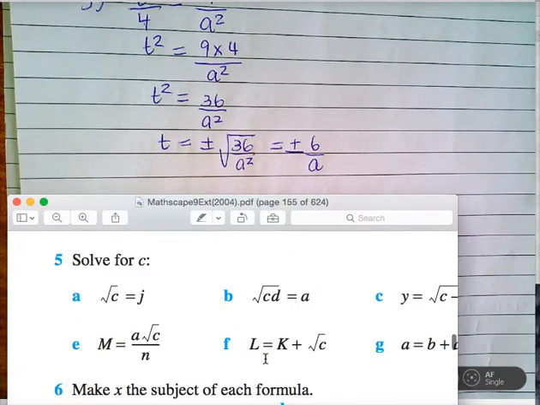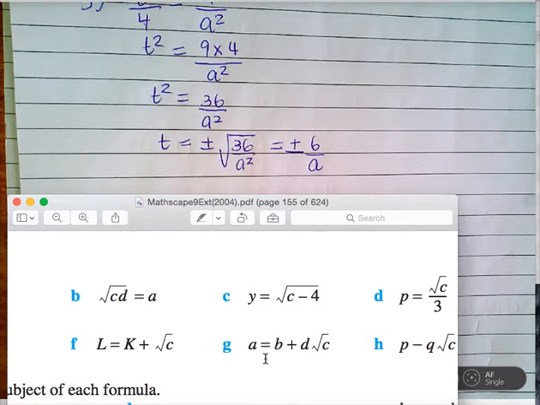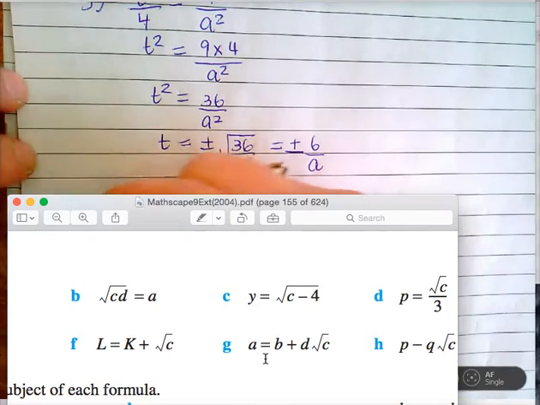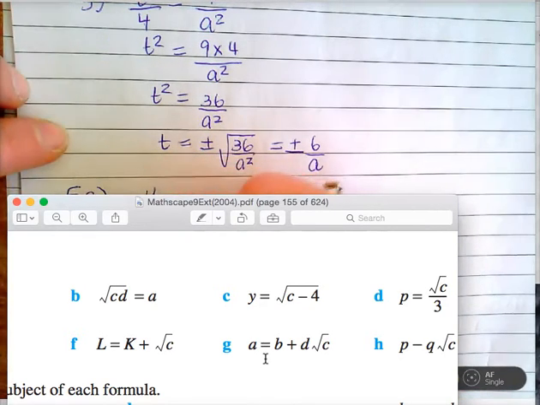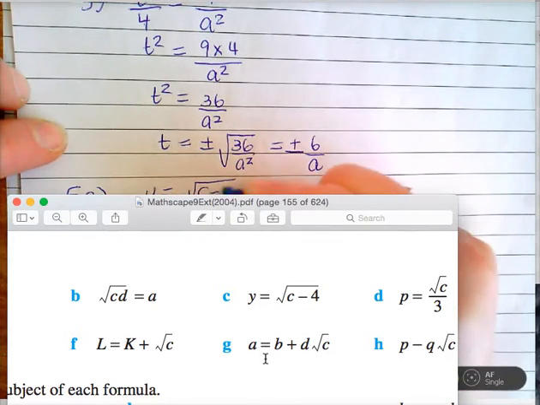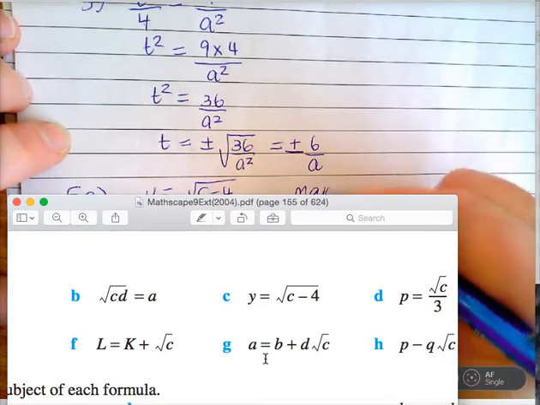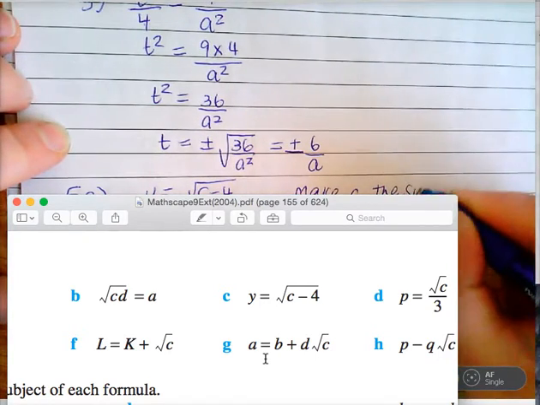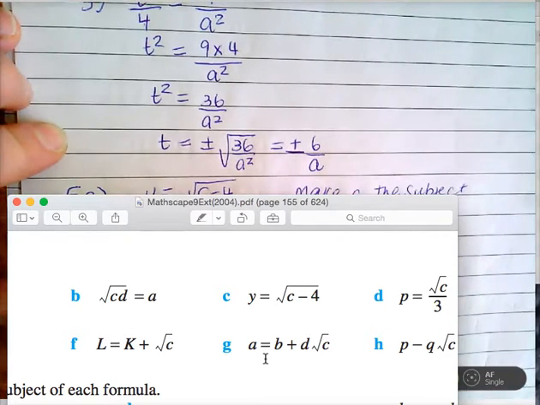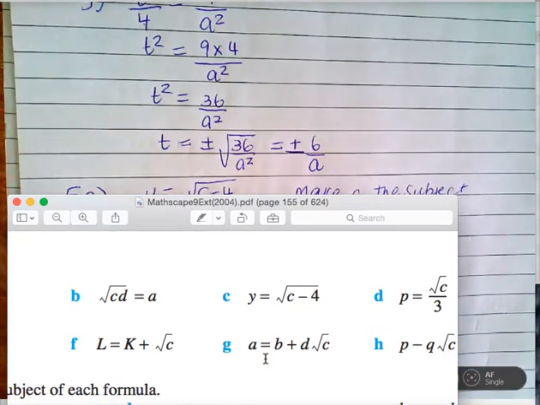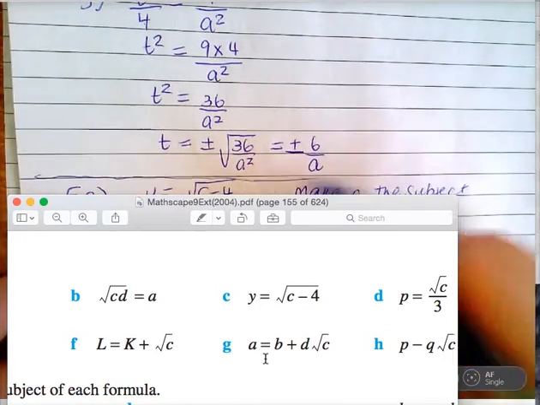Question 5 is next. The opposite of what we've just done. I'm going to do question 5C and 5G again as well. Make C the subject. Question 5. Girls? Okay. I'm moving.